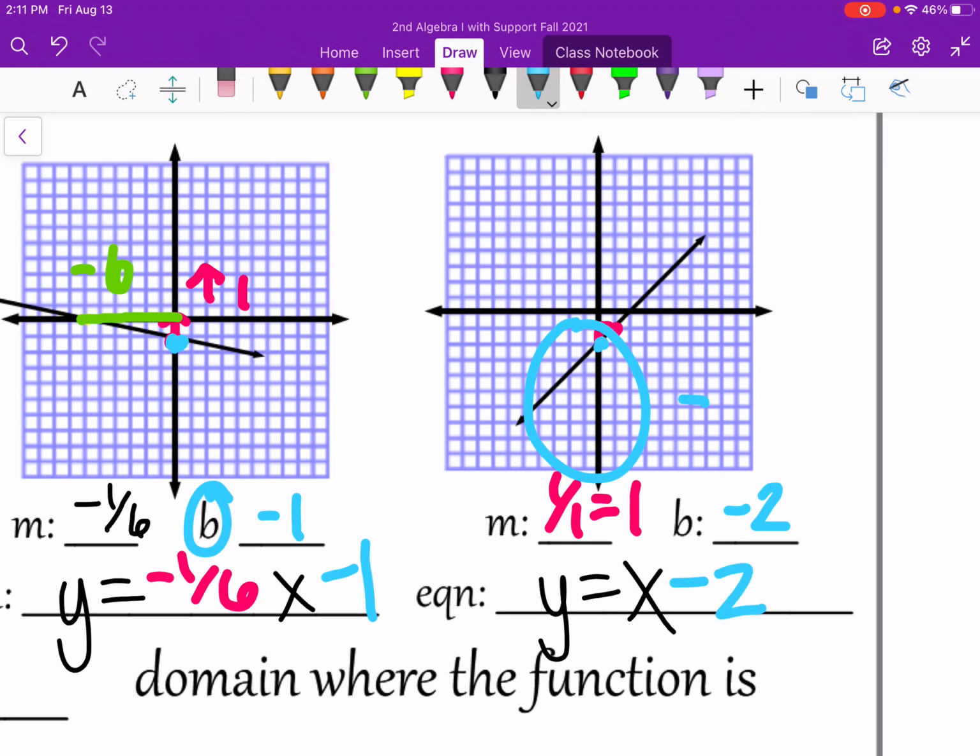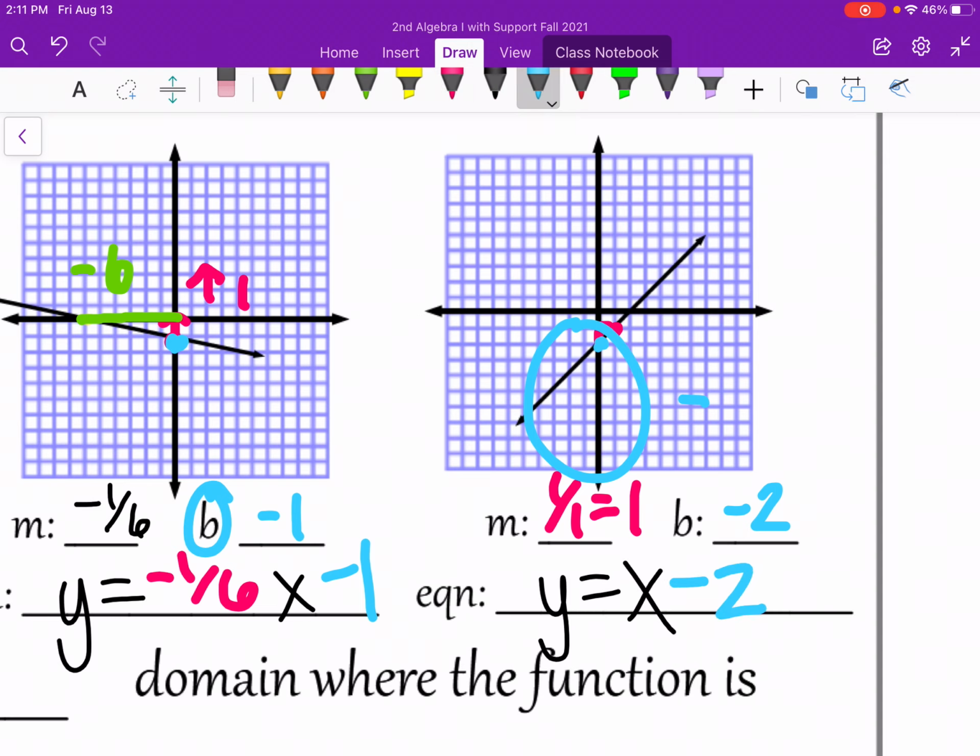So let's graph the equation y equals 2x plus 4. Before we begin, let's identify the slope and the y-intercept. The slope is the number with x, so the slope there is 2. And if it helps, you can write that as 2 over 1, a rise of 2 and a run of 1.